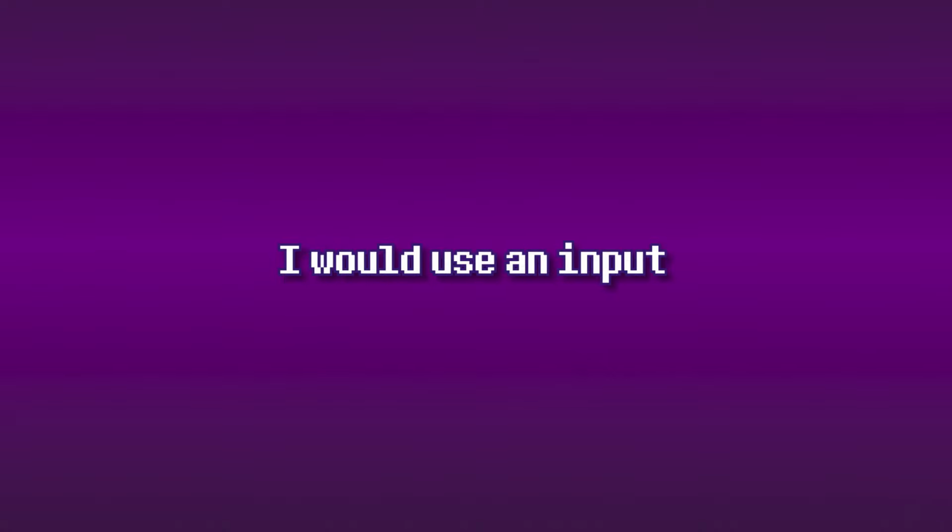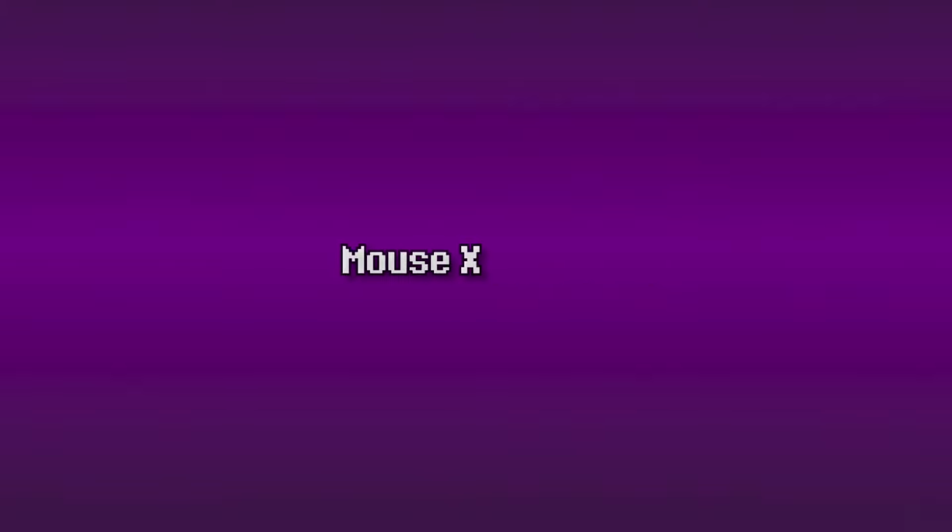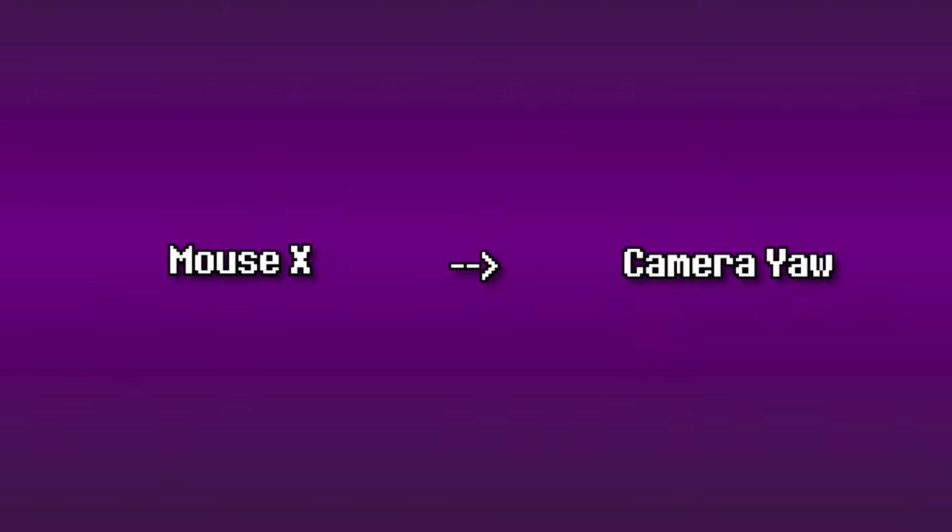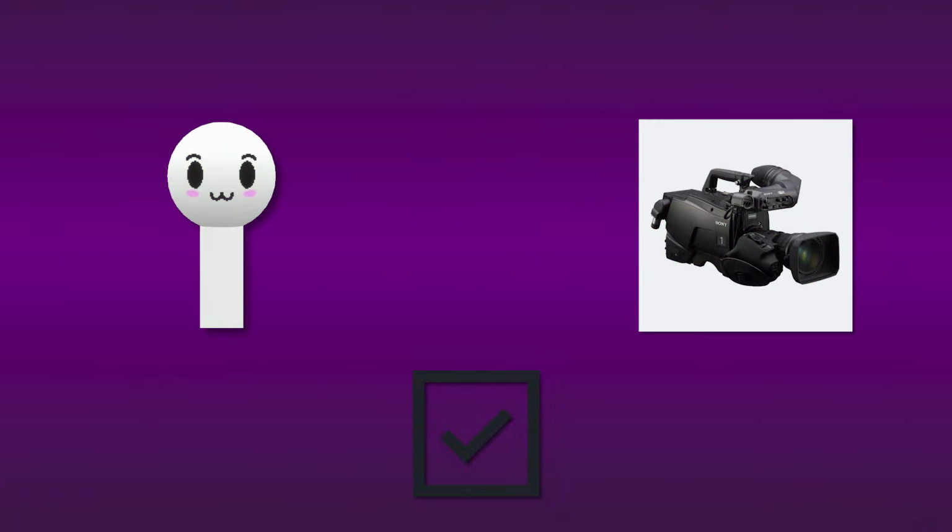To fix the camera, I would use an input similar to the movement input, but binding controls to mouse X and mouse Y. We would then bind mouse X to the yaw of the camera and mouse Y to the pitch of the camera. And to finish it off, we need to adjust a few checkboxes so we can have the camera and player move separately.